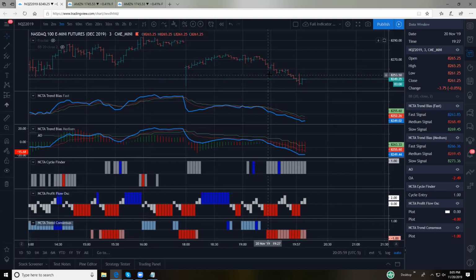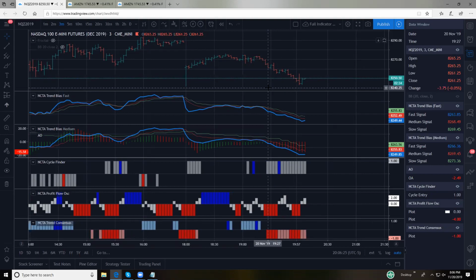And let's just see what happened there. 82.65.25, and so far it's gone down to 82.43. So there's a 22-point move here just since that entry at 9:27. It's a good call. Good call there, Greg.